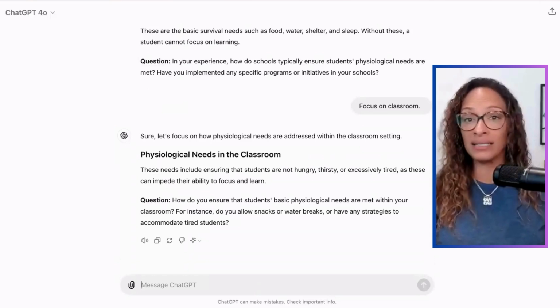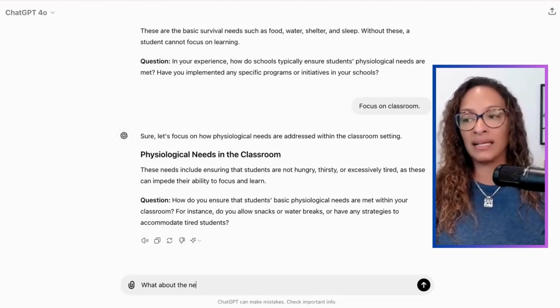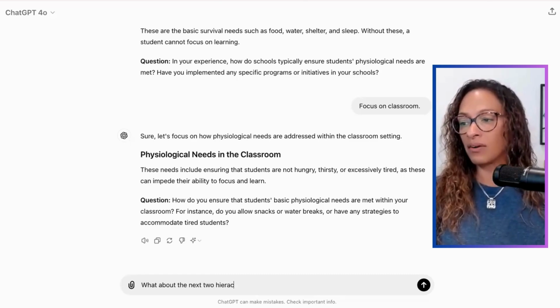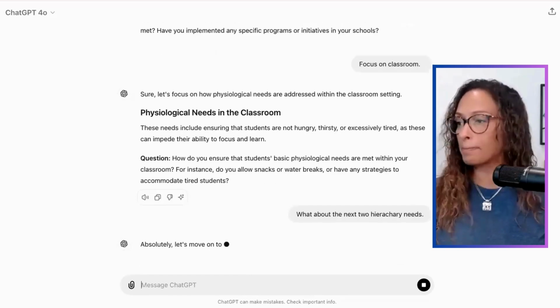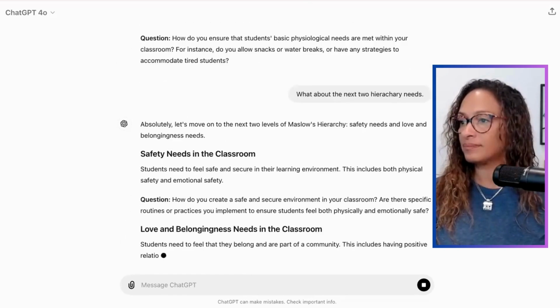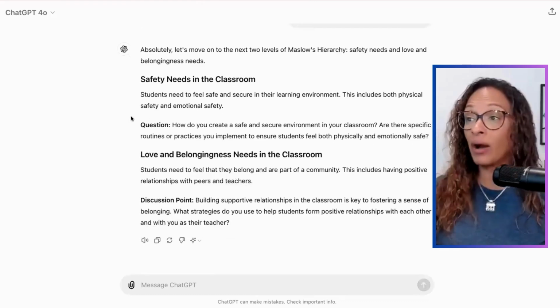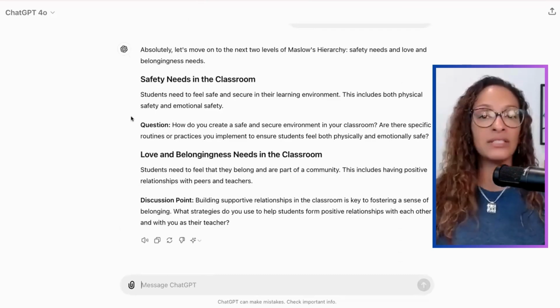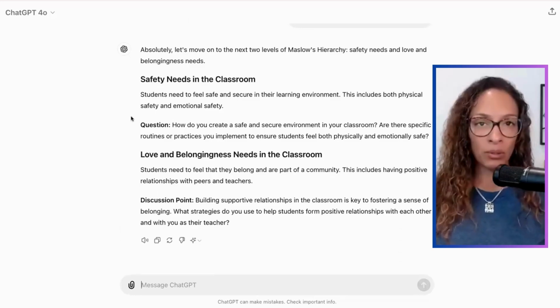We can move on and say, what about the next two hierarchy? Of course, I'm spelling that wrong. Okay, so I like it giving me these two. How do you create a safe and secure environment in your classroom? Are there specific routines or practices you implement to ensure students feel both physically and emotionally safe?